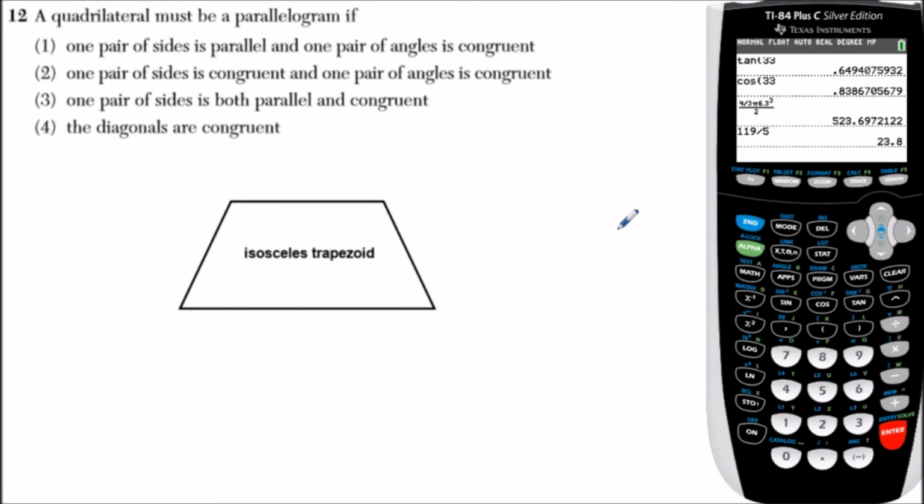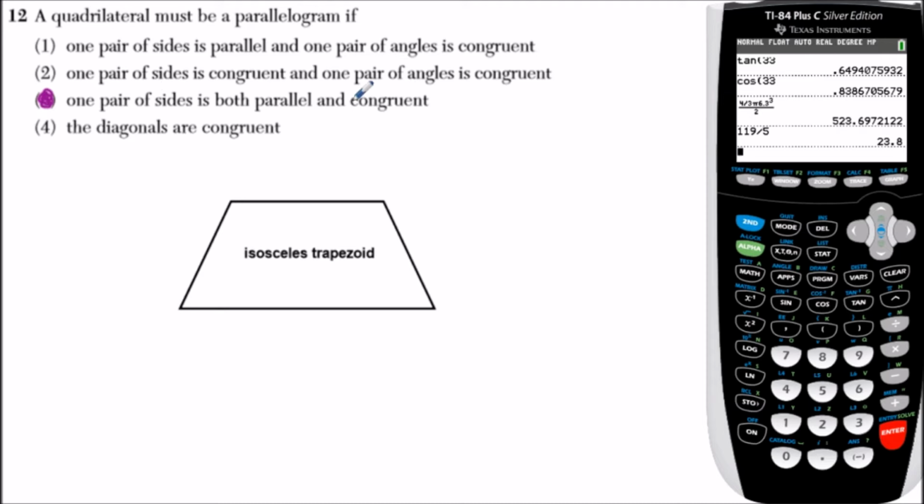Okay, so for this question here, this was not included in the question, but you're going to see why in a moment, like why it's here. But a quadrilateral must be a parallelogram if. Now, if you just memorize the theorems for what it means to be a parallelogram, or how we could show that a quadrilateral is a parallelogram, then we could just say choice 3. If one pair of sides are both parallel and congruent, that's enough.